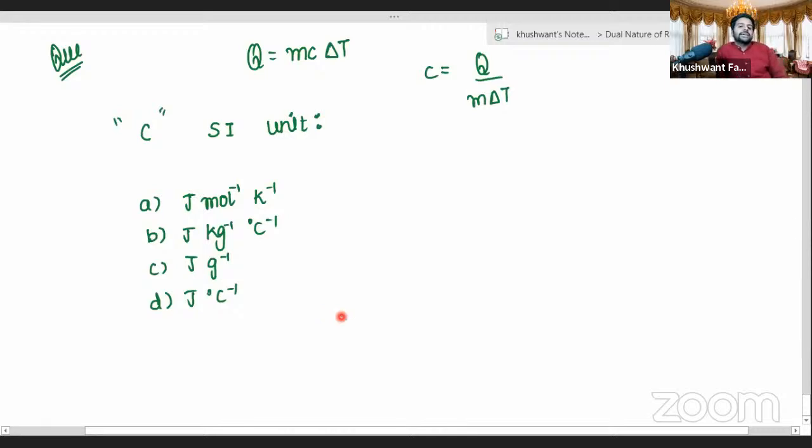Yes, chalo, quickly. See this formula and send me the unit of C. Over to you, everybody. Okay, great. I can see Tanisha has sent the answer. Aryan, Aliza has sent, Ridhima has sent, Tanisha has also sent the answer.